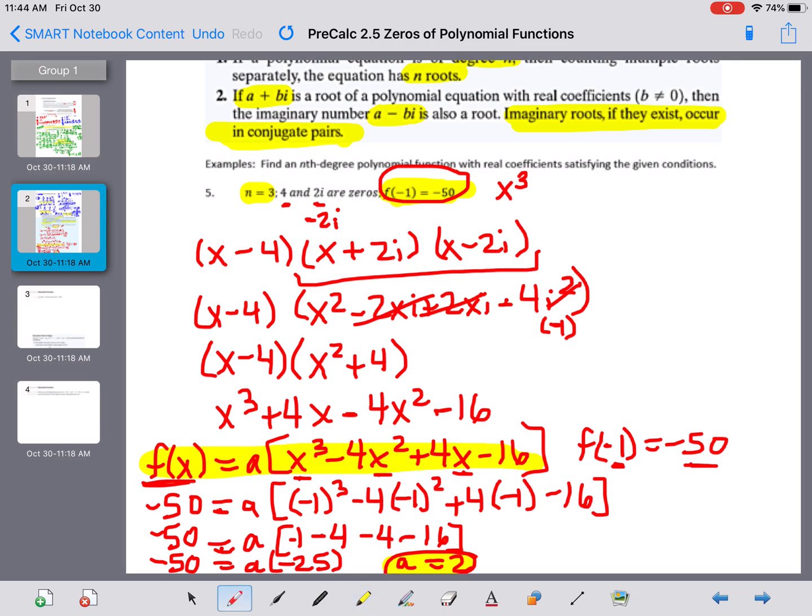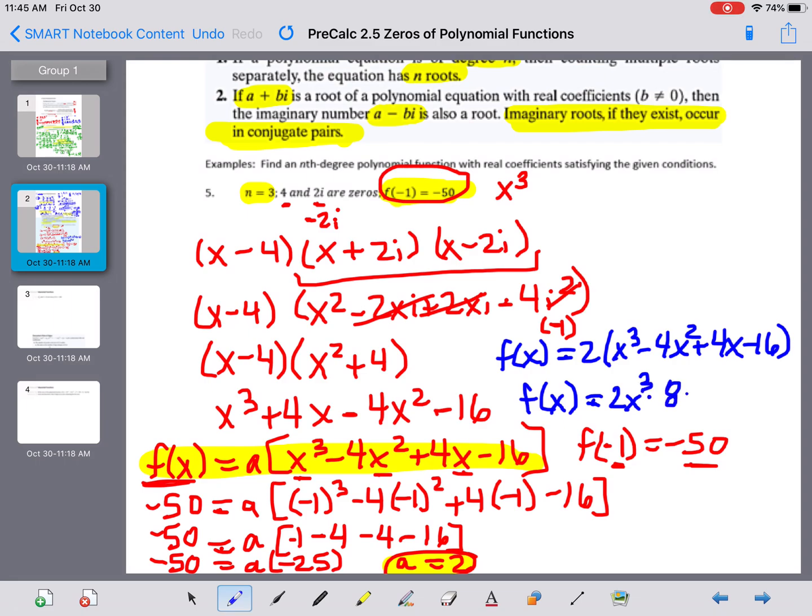So now my job is to multiply everything in there by the A. I'm going to just change colors so it's a little more obvious. Okay, so now I'm going to take my f of x, and I'm going to multiply by that 2 that I just found for A times everything. Okay, so my final equation for this function that has zeros of 4 and 2i and negative 2i, because we know that, is going to be 2x cubed minus 8x squared plus 8x minus 32.